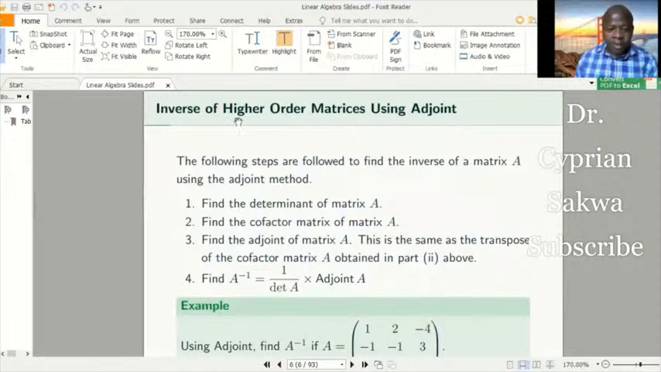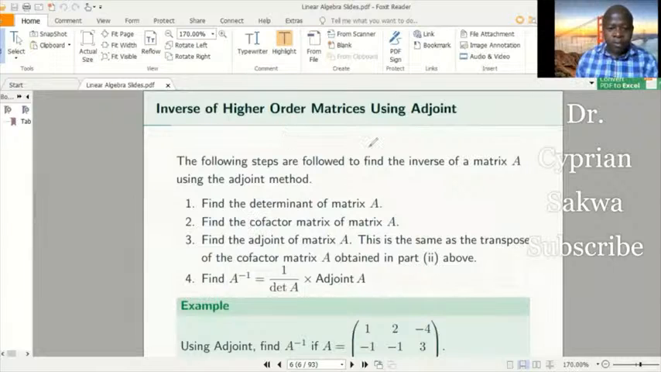So the first thing that we do to get the inverse of higher order matrices is, supposing I'm given matrix A, to find the determinant of matrix A. And then I will proceed to find the cofactor matrix of matrix A, and then find the adjoint of matrix A. So for higher order matrices, the adjoint of a matrix would be the transpose of the cofactor matrix that we obtained in part 2 here.